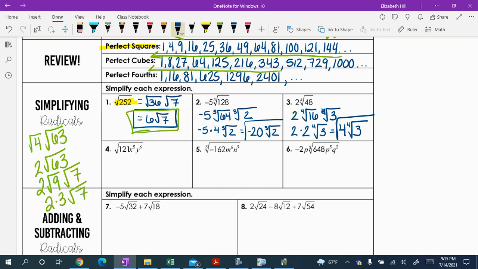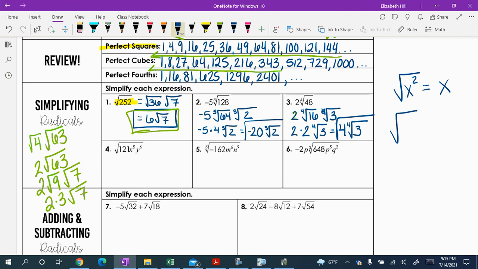So trying to figure out which perfect square goes into them. Now, what happens if you have variables that are attached to it? Well, with variables you're still working with square roots and cubed roots. When you take the square root of x squared, that is x. You're taking out groups of 2.